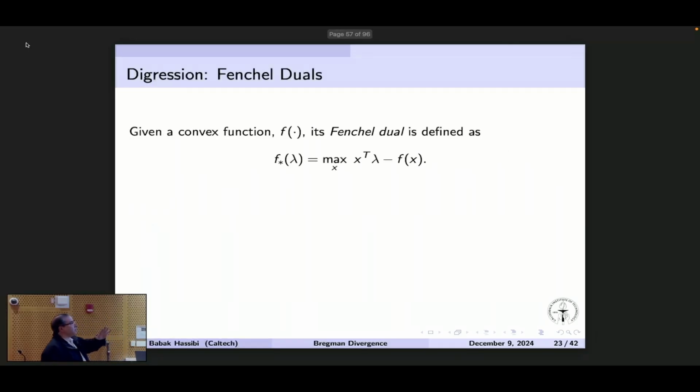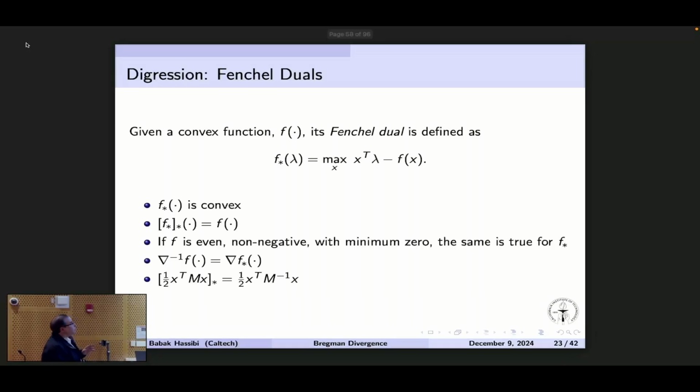And so to do that, I need to introduce this idea of a Fenchel dual. Many of you might have heard. So if I have a convex function f, its Fenchel dual is defined in this way. You maximize over x of x transpose lambda minus f, so that you're left with a function of lambda. It's called the Fenchel dual. I can talk lots about it. I'm short on time. I'll only say it has certain properties.